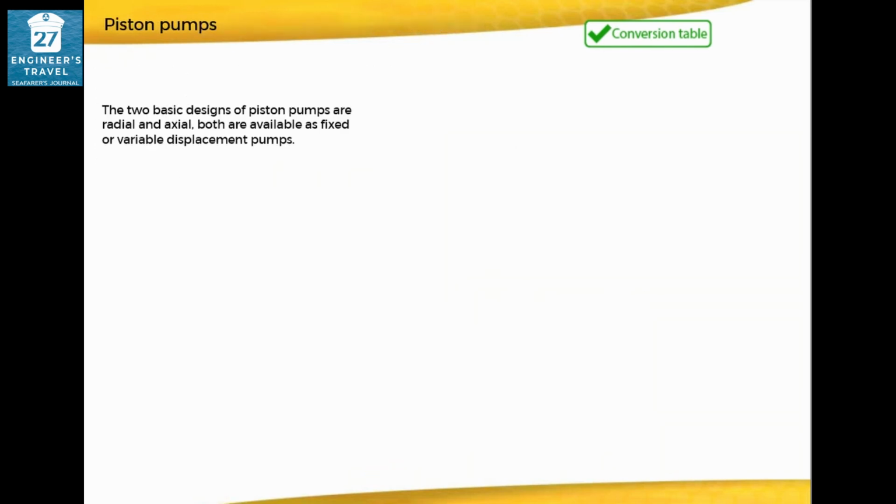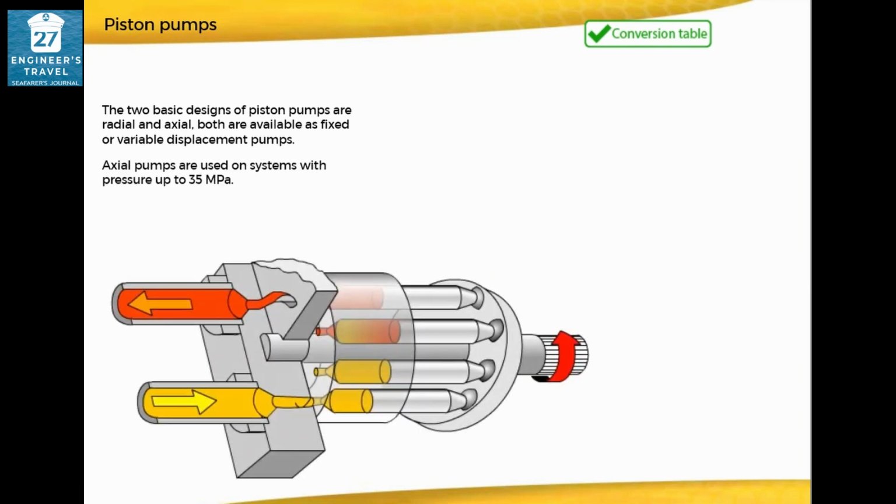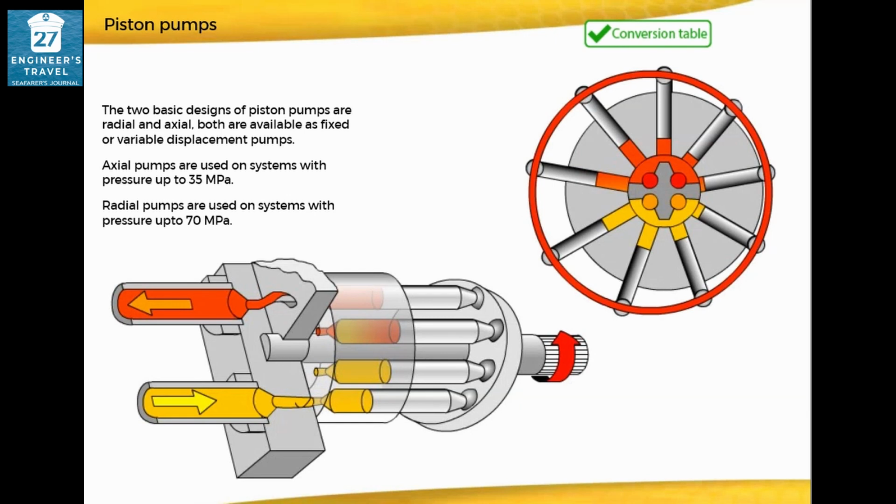The two basic designs of piston pumps are radial and axial. Both are available as fixed or variable displacement pumps. Axial pumps are used on systems with pressure up to 35 megapascals. Radial pumps are used on systems with pressure up to 70 megapascals.